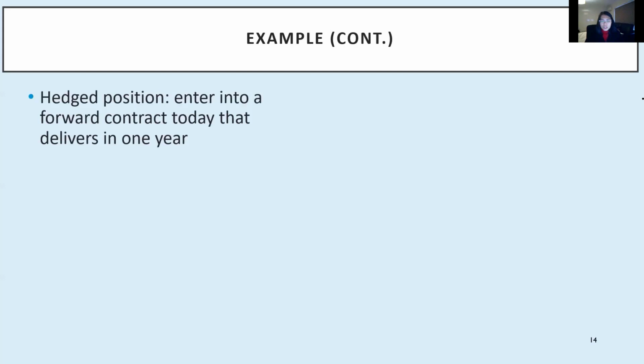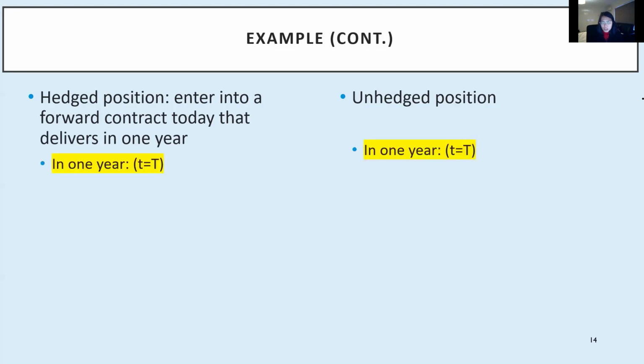So once again, I'm going to do the same analysis as before. I'm going to list out the steps involved in each of the positions. So with the hedge position, I'm going to enter into a forward contract today for a delivery of 1 year. As we mentioned before, we want to long a forward in this position.